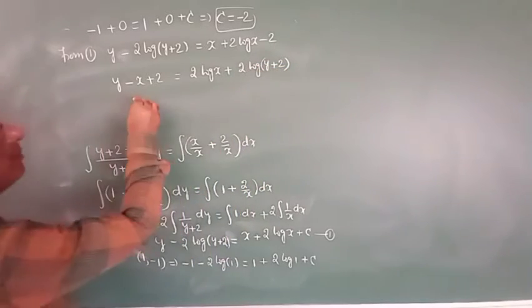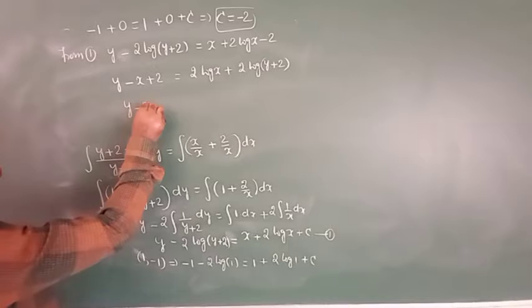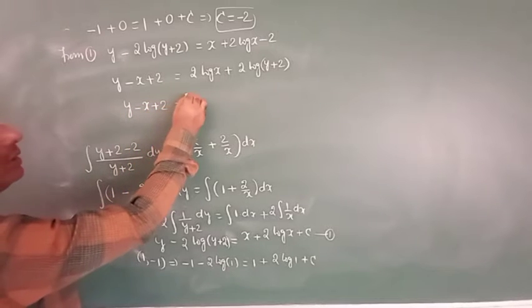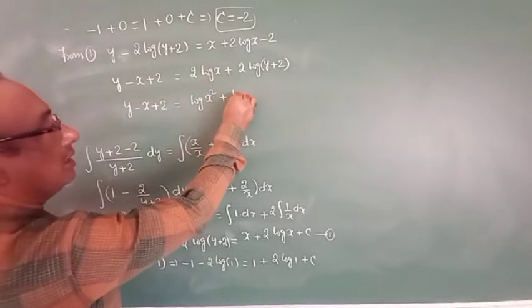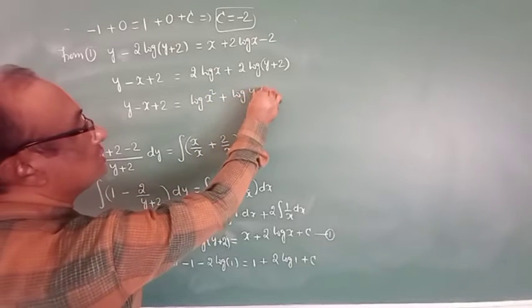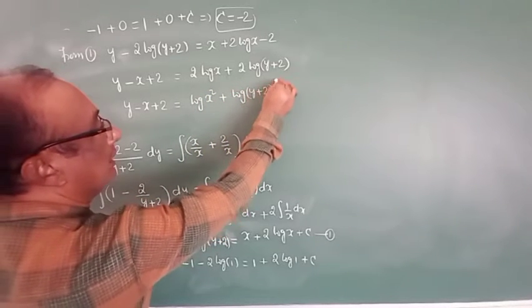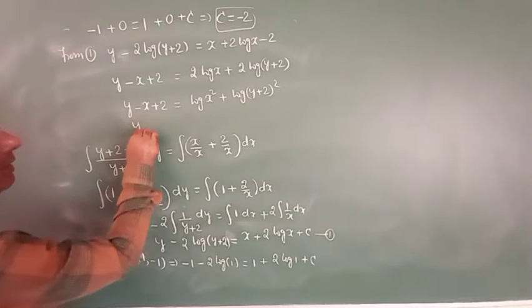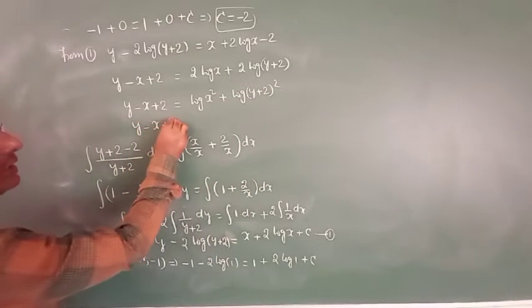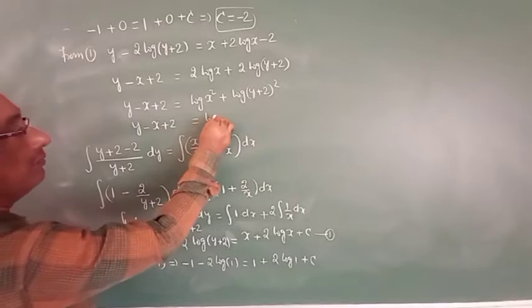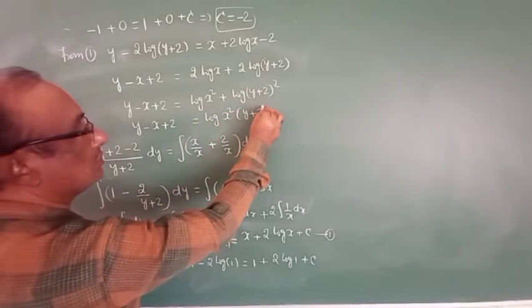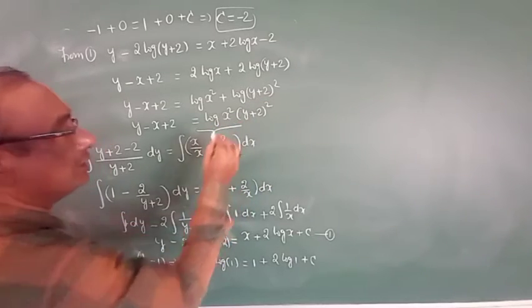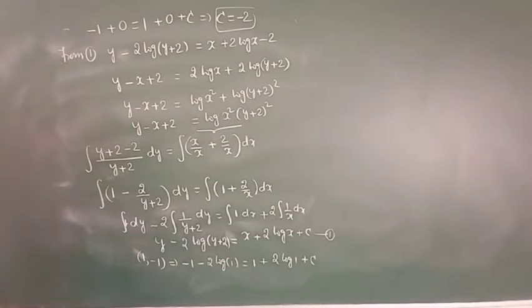Further he will make simplification. y minus x plus 2 is equal to log of x square plus log of (y plus 2) whole square. Okay? Logarithmic formula: y minus x plus 2 is equal to log of x square into (y plus 2) whole square. They will write this as the solution according to the textbook model.